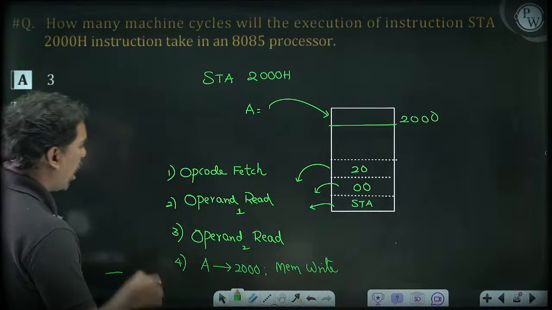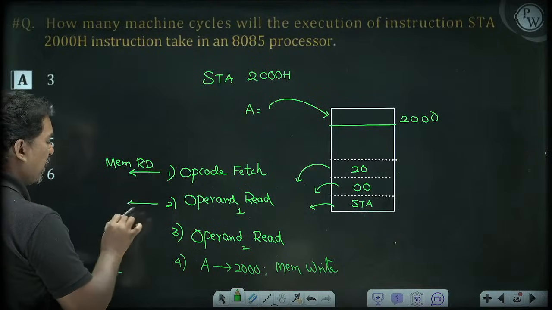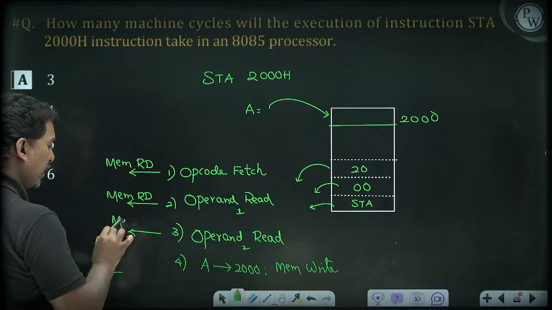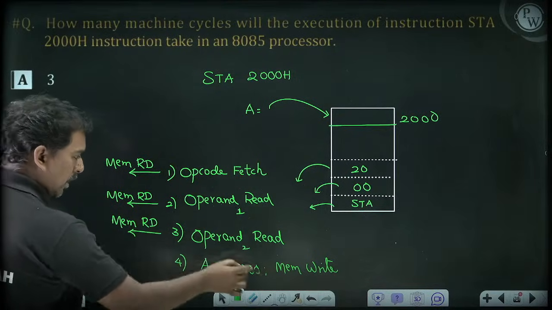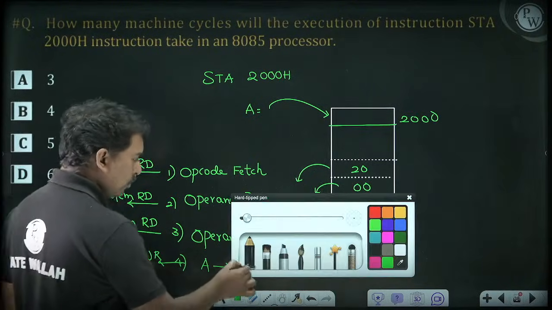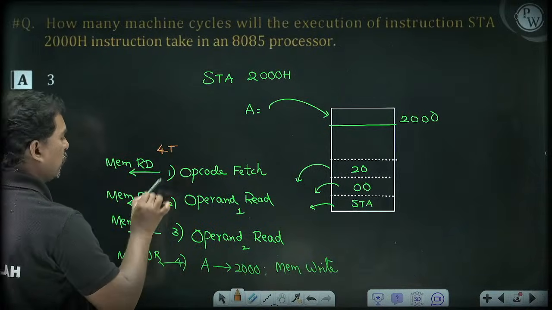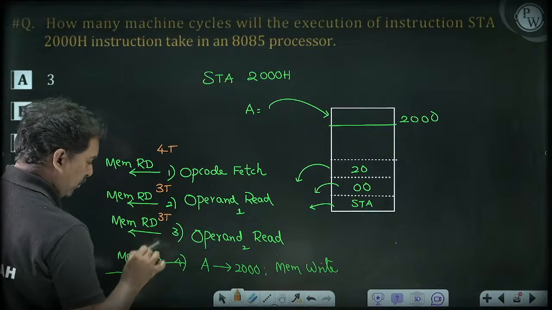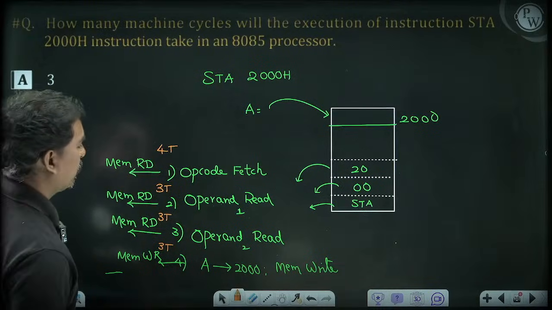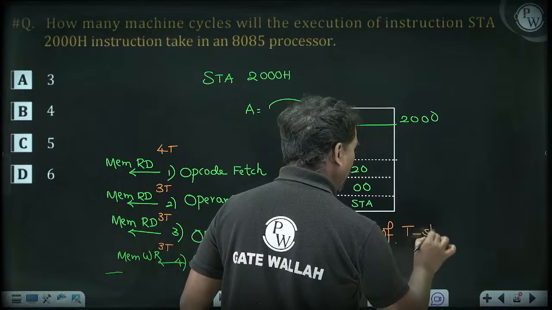So actually speaking, opcode fetch is also a memory read. Operand 1 read is also a memory read. Operand 2 read is also a memory read. And this is a memory write. So in total, the opcode fetch takes 4 T states, and each of the others is 3T. So 3 plus 3 is 6, plus 3 is 9, plus 4 is 13 T states. So the number of T states is 13.